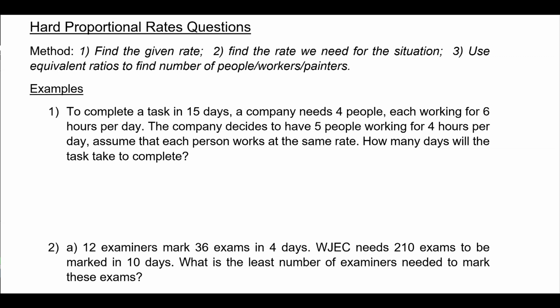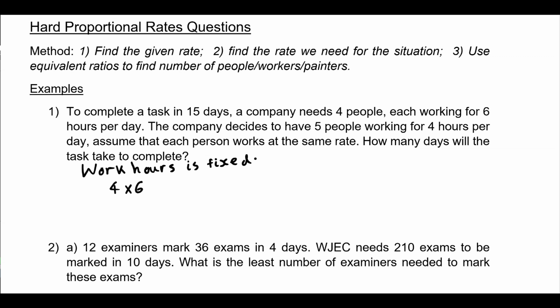What we need to realize here is the number of work hours, so the number of pure working hours, needs to be the same to complete that task. So the number of work hours is fixed. So we need to work out how many hours the 4 people working for 6 hours a day actually worked. So we had 4 people, each working 6 hours a day. So that's 4 times 6.